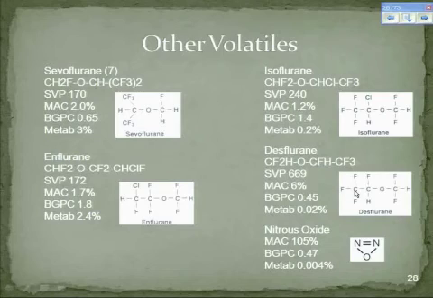Other metabolites, you can see, look at isoflurane, it's metabolized at 0.2. Desflurane is 0.02 metabolism. Nitrous oxide, look at the metabolism on that, 0.004. Okay? But I'll show you that sometimes metabolism doesn't mean everything, and I'll show you how nitrous oxide sometimes can be dangerous, but most of the time it's pretty safe. Sevoflurane is a little bit higher, 3% metabolism to mostly fluorinated compounds.